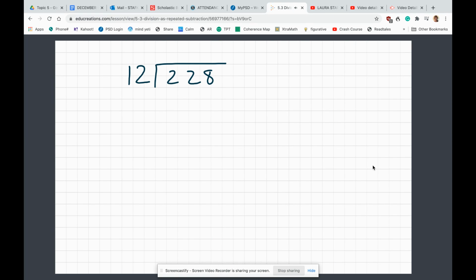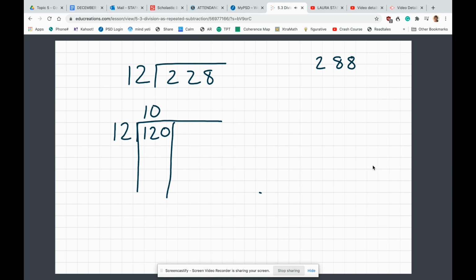Here's my division problem. Go ahead and set that up as a repeated subtraction problem. Pause your video. Okay, how many 12s can I take out of 288? 12 times what would get me close to 288? I like my 10s. So 12 times 10, what would that be? 12 times 10 is 120. That's a good starting point. So now what are you going to do? Yep, you're going to subtract the 120 right here.